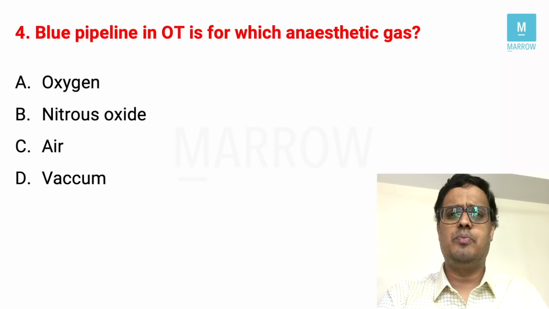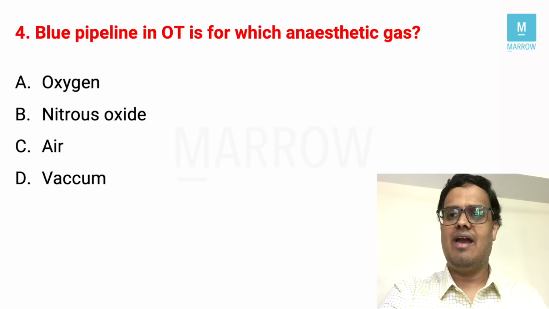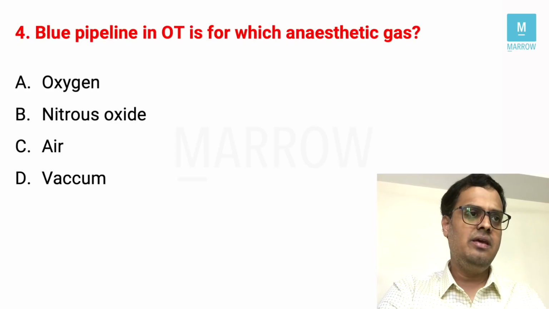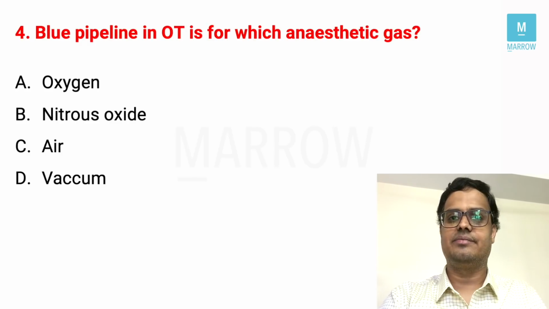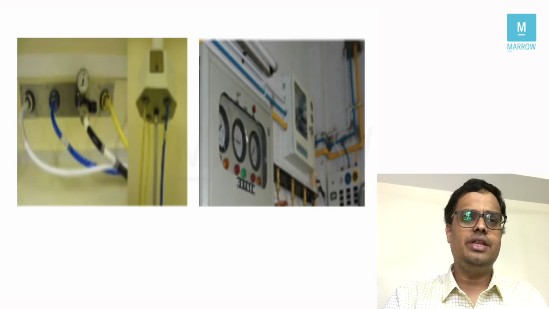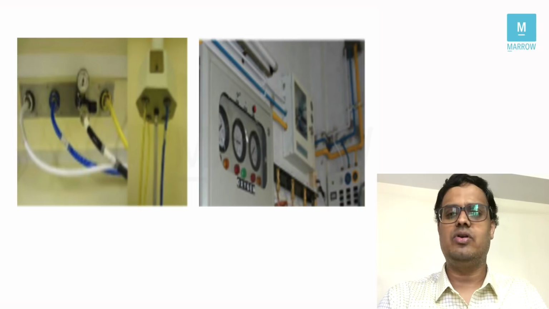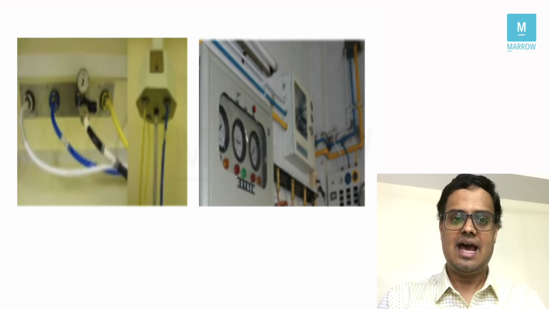The fourth question, which is purely an anesthesia related question. The blue pipeline in operation theatre is used in. Might be they have not given the image. Might be the answer is nitrous oxide. They are asking something like this. Like this image, that's the next slide which I have been showing. The image that you are seeing, they meant the blue pipeline because this is a recollected question. I am not sure what they have really asked about it.